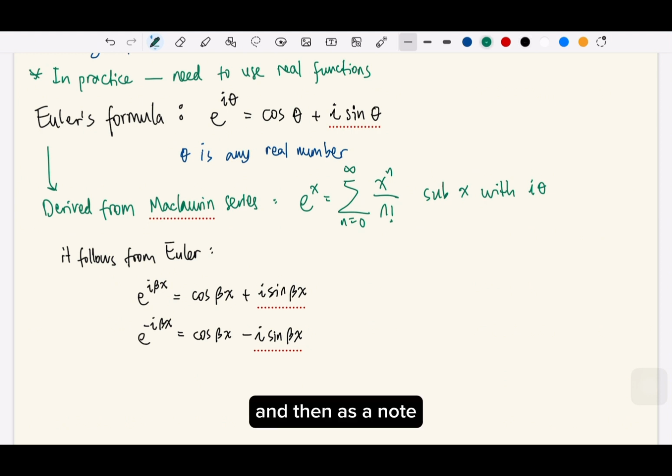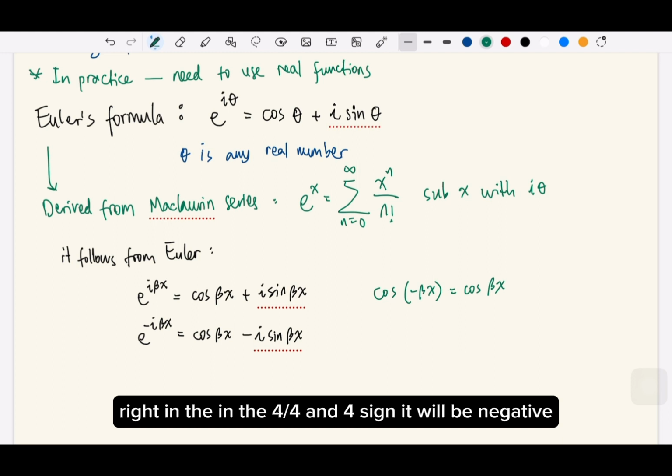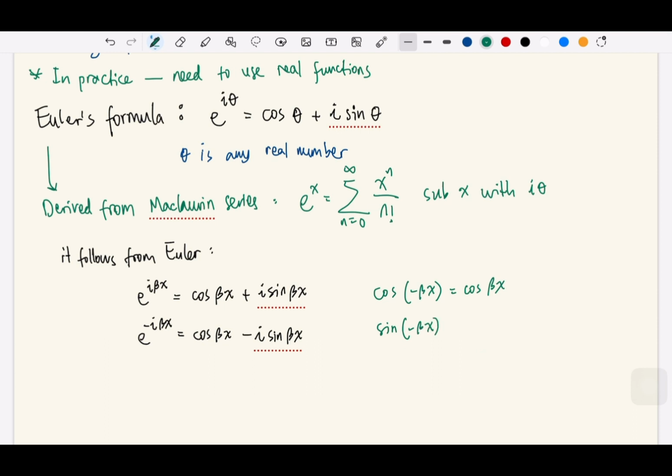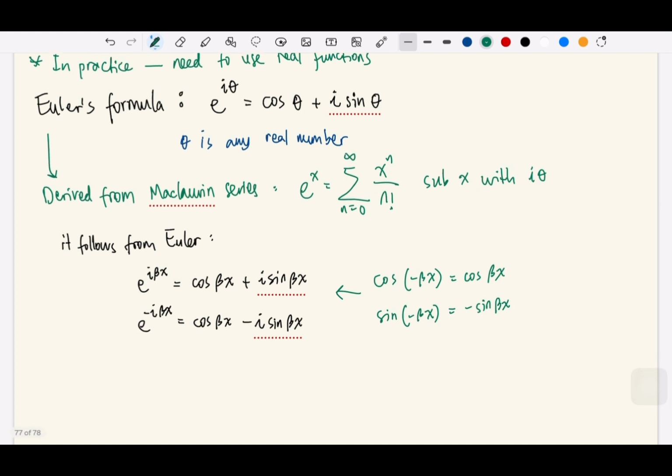And as a note, cosine of negative beta x is positive, right, in the fourth quadrant, and for sine it will be negative. Okay, this is for that one.